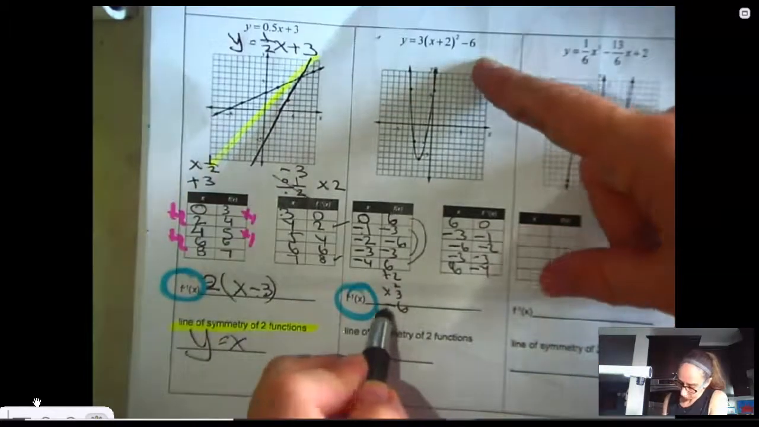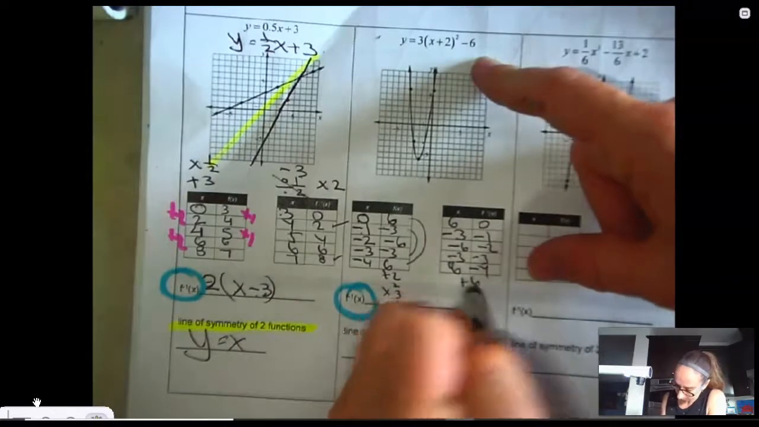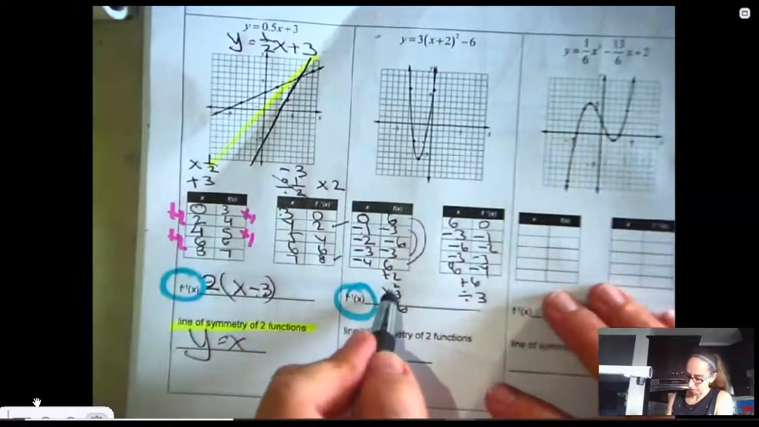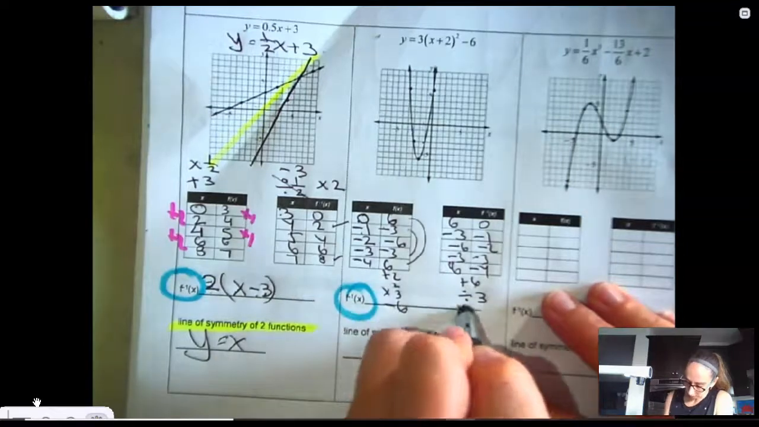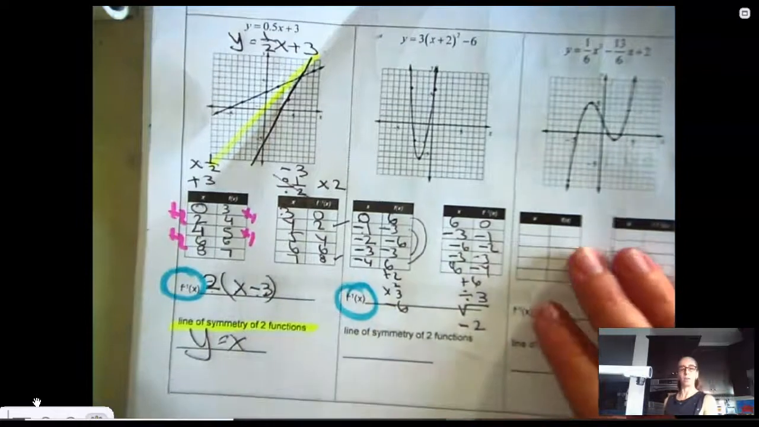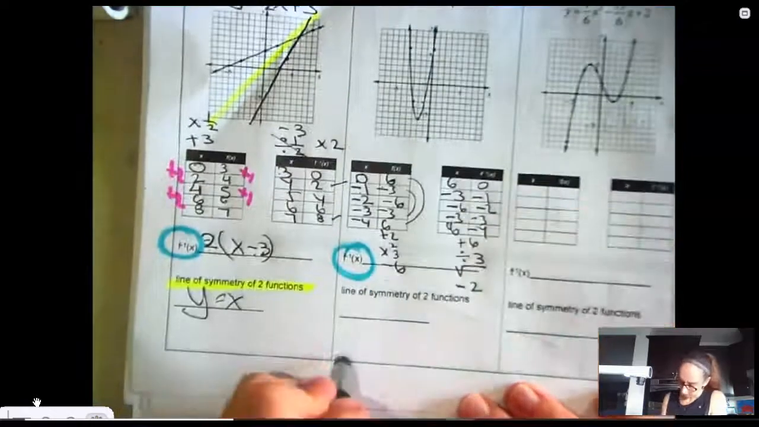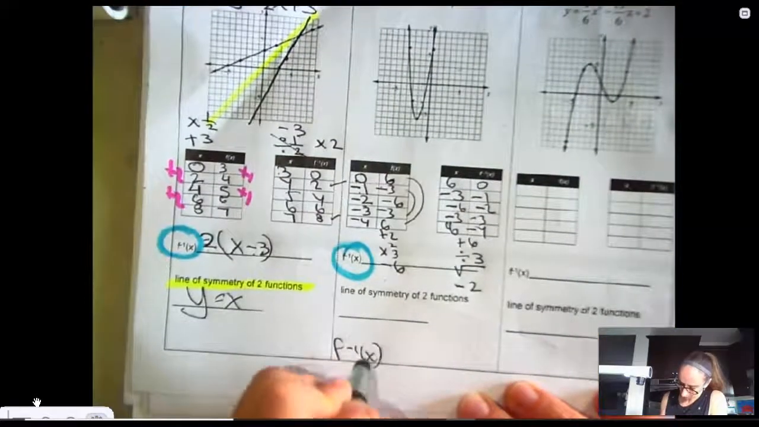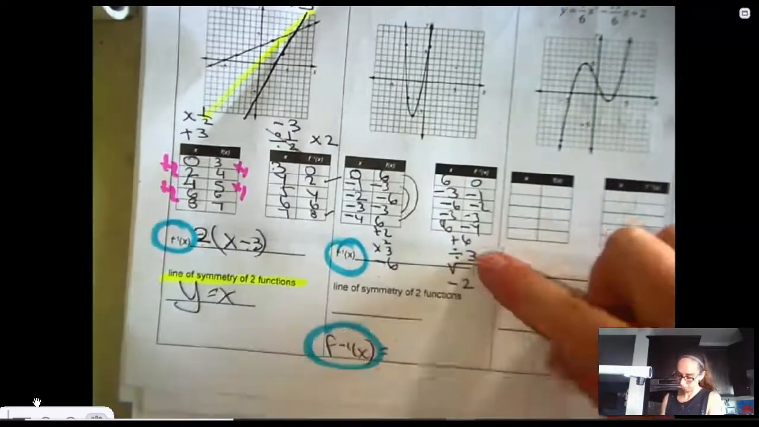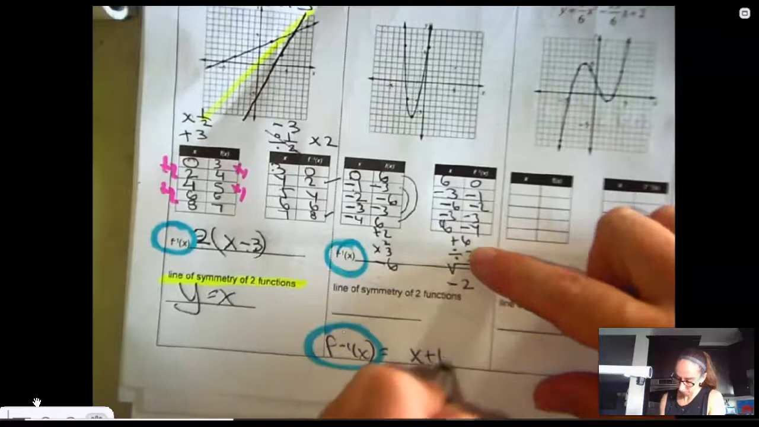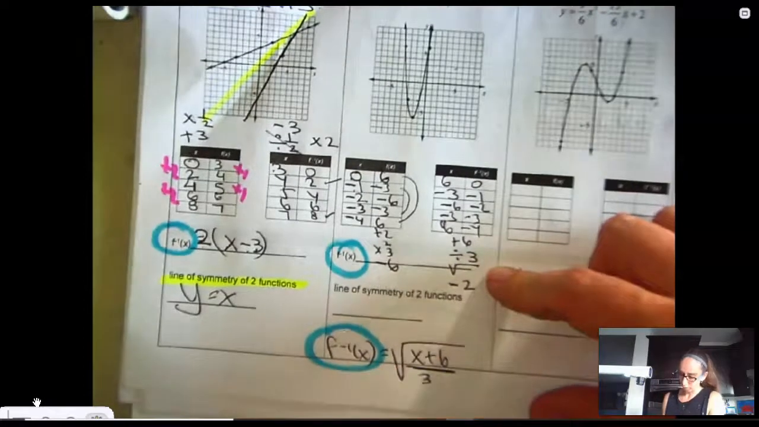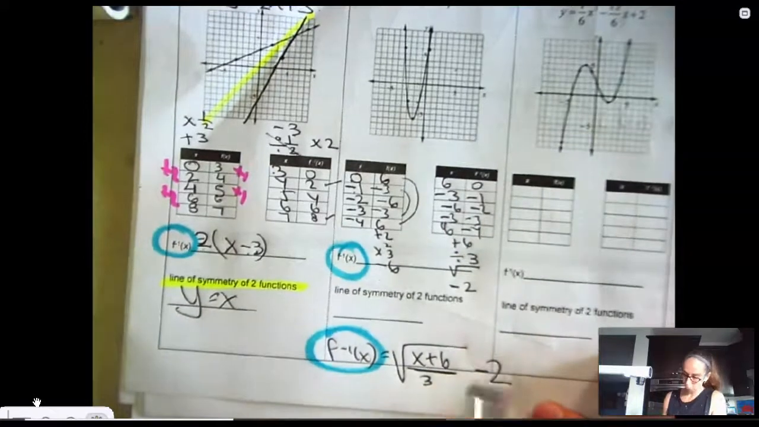So that means if I'm going to go backwards, the first thing I need to do is add 6. The next thing I need to do is divide by 3. If this is squared, the next thing I need to do is square root, and the last thing I need to do is subtract 2. So f inverse of x equals, so let me put this in blue. Take my number, add 6, divide by 3, square root it, and then subtract 2.